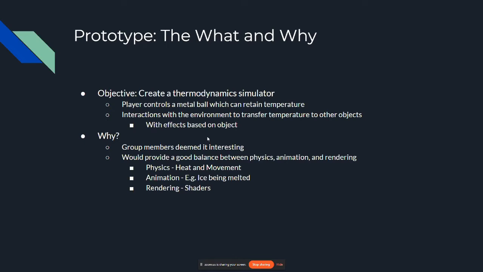We do have to create the materials for the objects that we're trying to create. When the ball heats up, we plan for it to glow. So the rendering will have to take care of some of the shaders for that particular material. And of course, we will also need to code the triggers and everything for making certain things occur, but that can be arranged later. But in short, it provides a good balance between physics, animation, and rendering, and our group members really do deem that it is a very interesting thing with some depth to it as well.